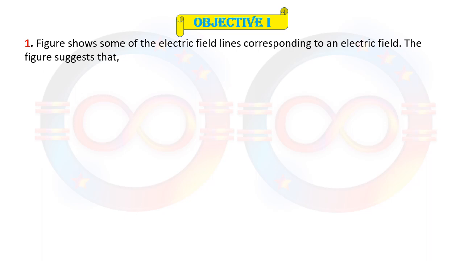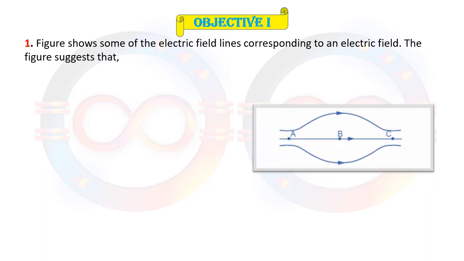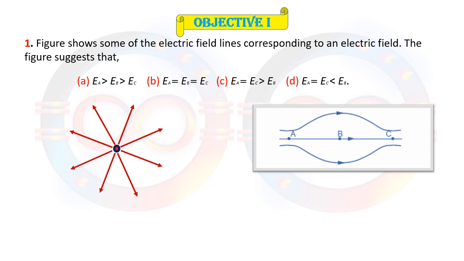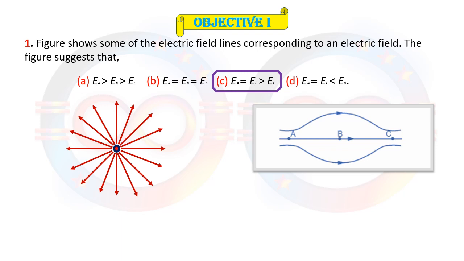In this question, there is a diagram given and we have to establish the relation between the electric field at A, B and C. We know that wherever there is a gathering of more electric field lines with respect to another point, the electric field would be stronger at that particular point. So in the diagram, you can see at points A and C, field lines appear to be closer than at point B. It means at A and at C, the field will be equal, but both would be much greater than the field at point B. So here C would be the correct option.